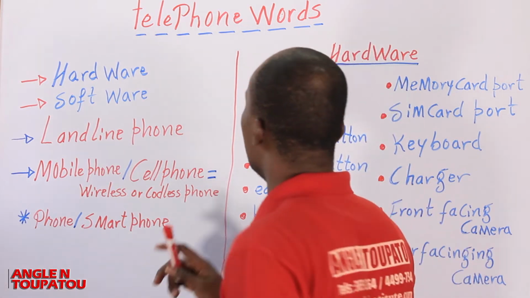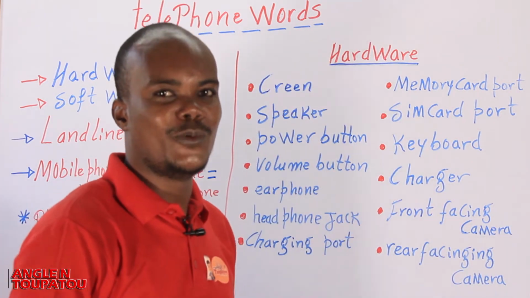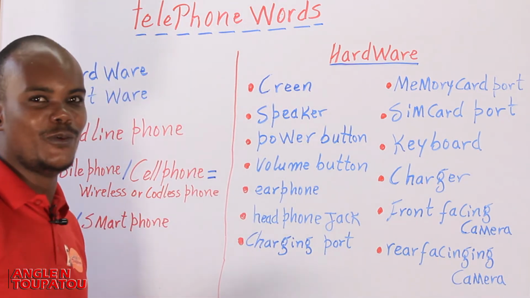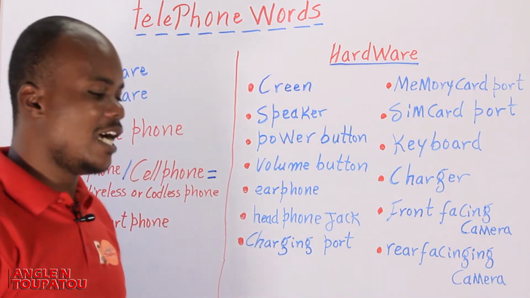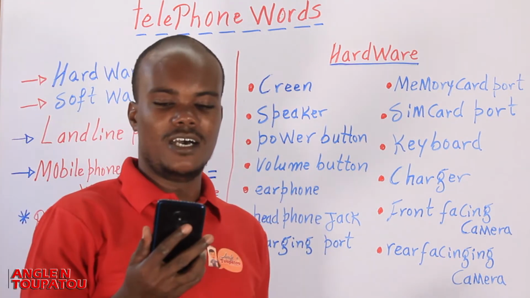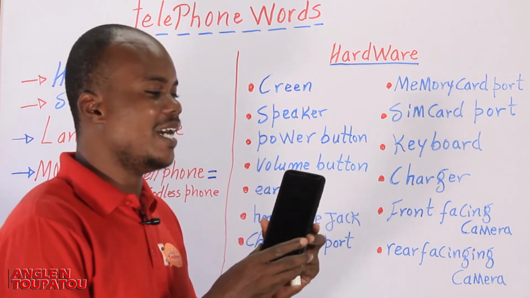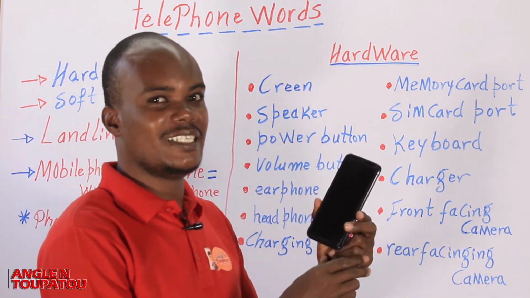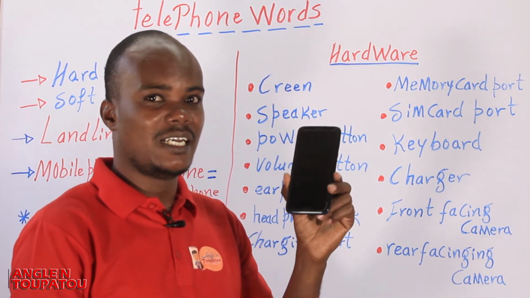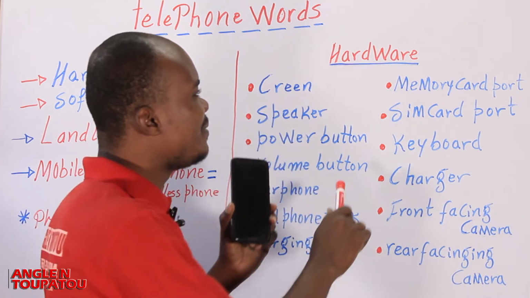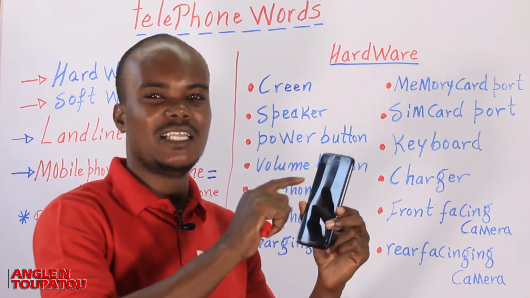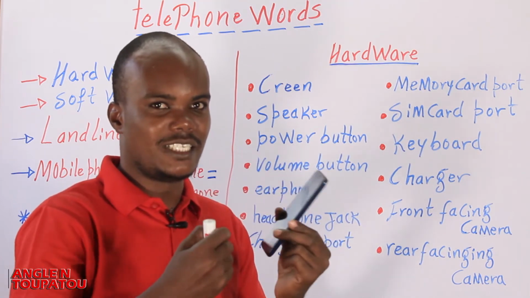Now we're gonna learn about hardware vocabulary words based on telephone. Hardware parts. Before going, let me show you on my telephone. All right, this is my telephone. We got different parts in it. But before that, let me read for you the vocabulary words and then I can show you on the telephone, for use or practice, you know.